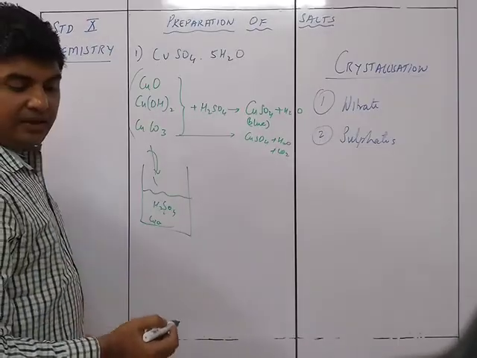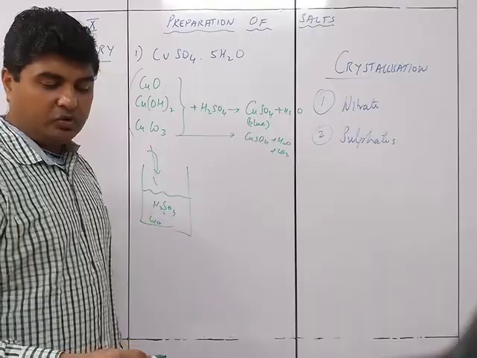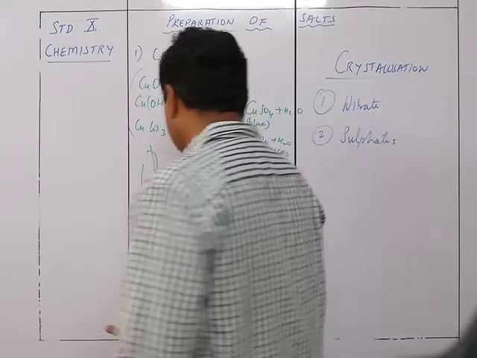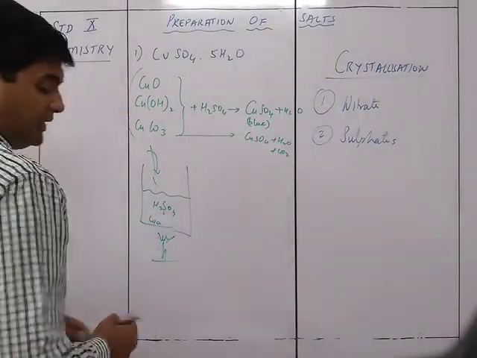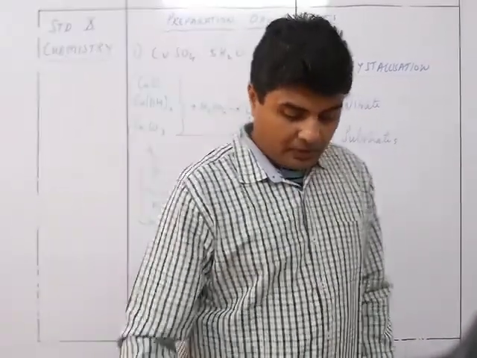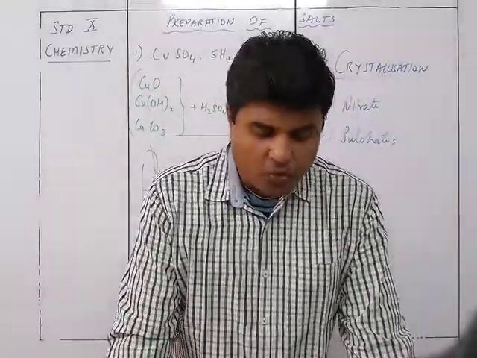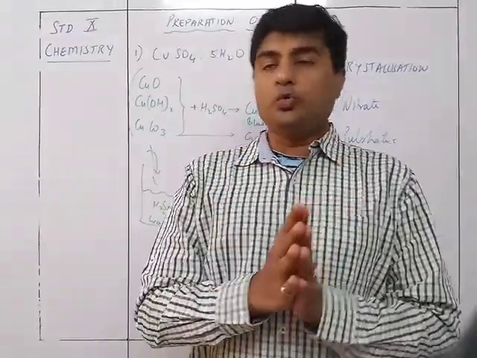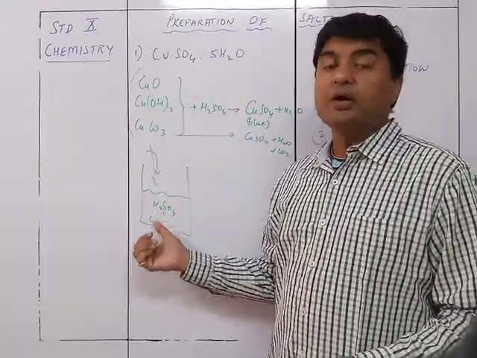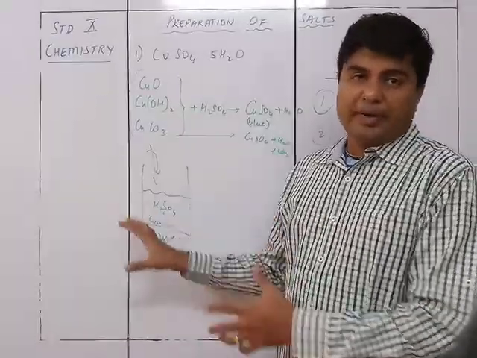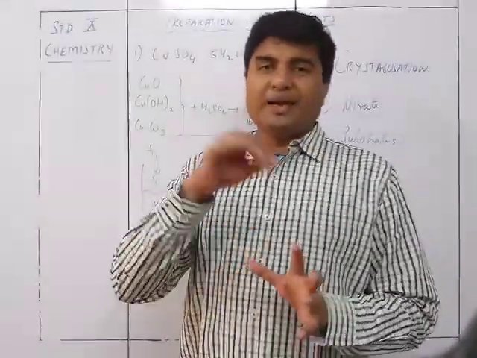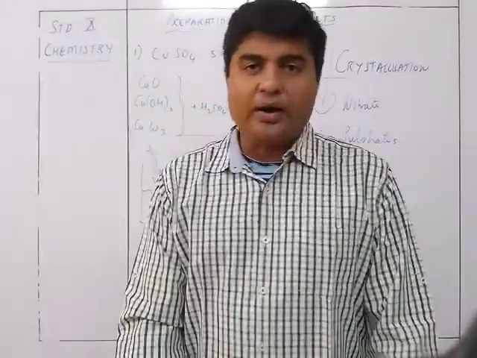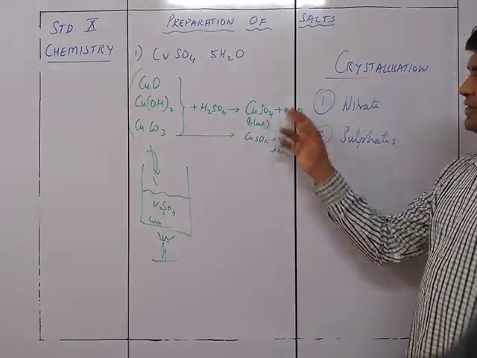Stir it properly, and you slowly heat it. Heat slowly and stir till no more residue remains. You are going to stir it so that it becomes a homogeneous dissolved mixture, completely dissolved inside. Now you will find that on dissolving, it gives the reaction and is going to give you CuSO4.